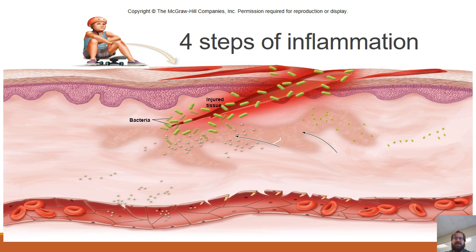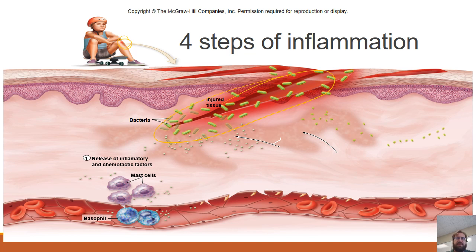There are 4 steps involved in inflammation. Exactly how those steps are arranged varies in my experience from textbook to textbook, but here's one version of them. Step 0, of course, is that an injured tissue situation occurs. In this case, they've drawn a little skateboarder who has skinned his knee. So we've got an open part of the skin with lots of microbes trying to invade the tissue.